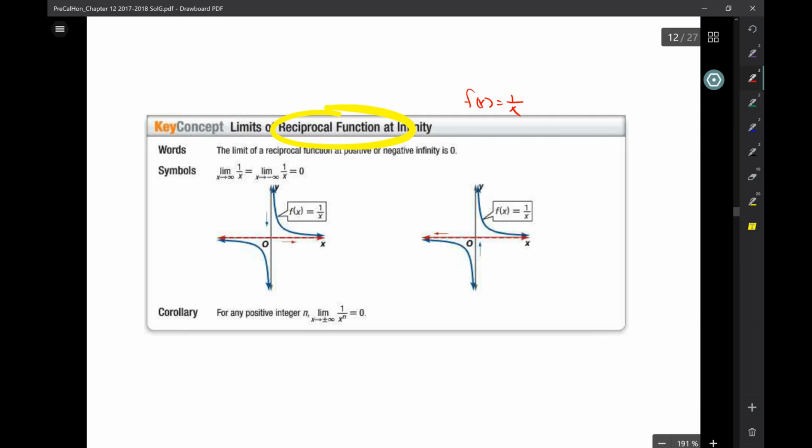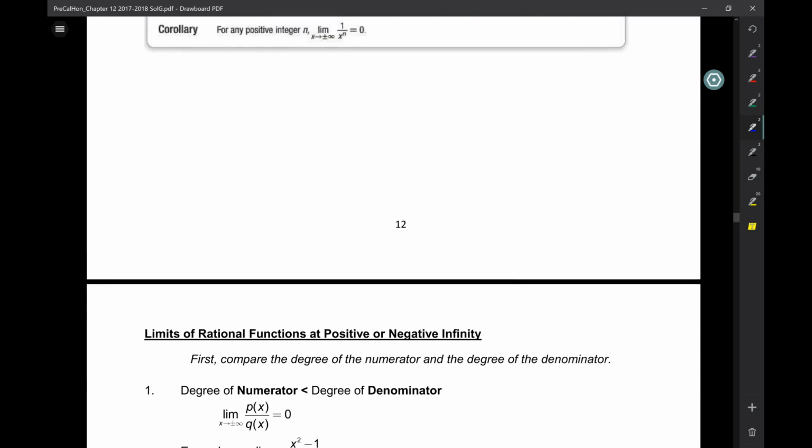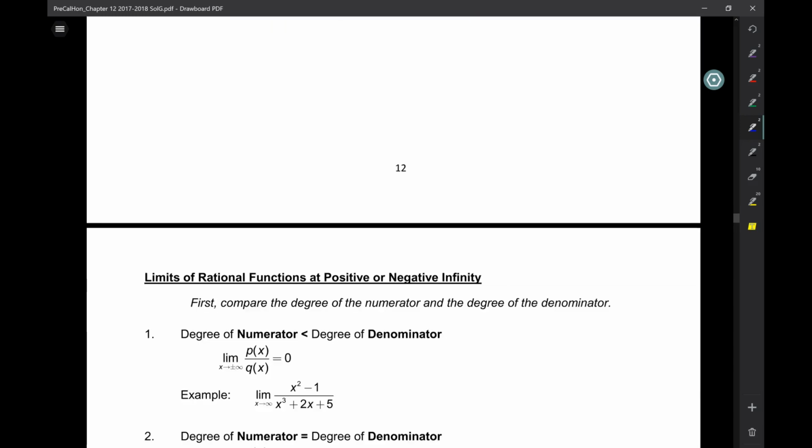Well, as x approaches infinity, what value does 1 over x approach? It approaches 0, right? You have 1 over x. If x gets infinitely large, 1 over an infinitely large number is 0. Okay. As x approaches negative infinity, where does f of x approach? Still 0. Okay, you just go to 0 from the bottom as opposed to from the top. Okay? So whether it's negative infinity or positive infinity, 1 over x will approach 0.